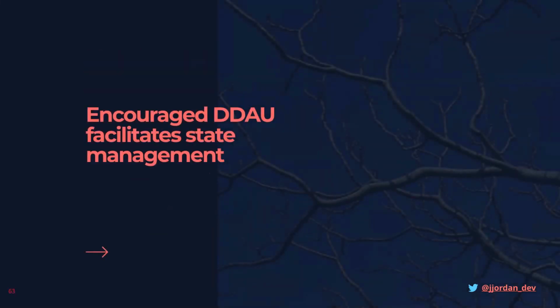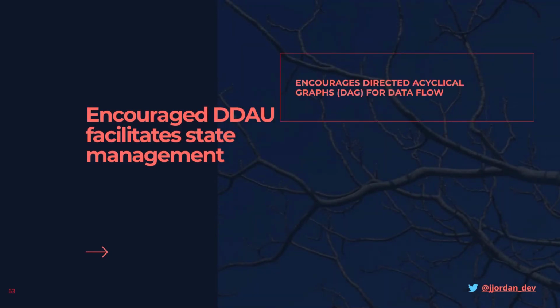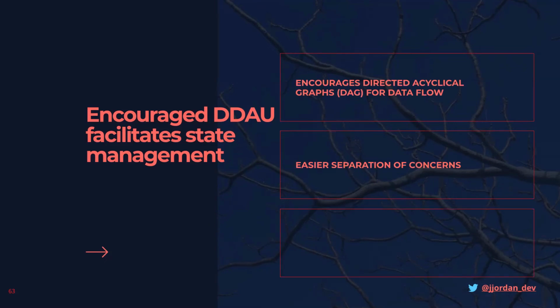And the encouragement to use data down, actions up has a lot of great benefits in our Ember Octane components. First of all, it encourages us to not have cyclic data flows, but instead view data flow as something like a tree, something that's unidirectional and therefore much more predictable in its updates. We also have an easier separation of concerns between presentational and data-owning elements in our application. And last but not least, which I didn't show an example of before, but this is also quite interesting.